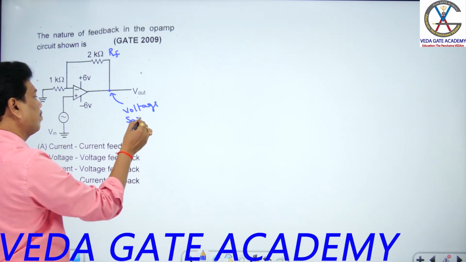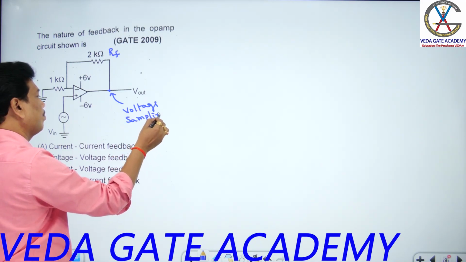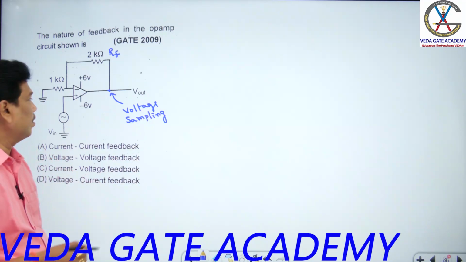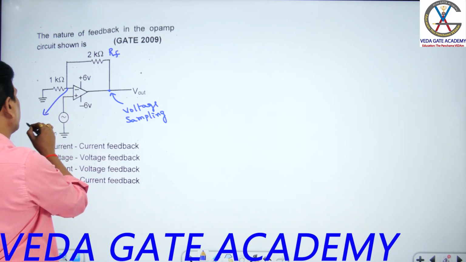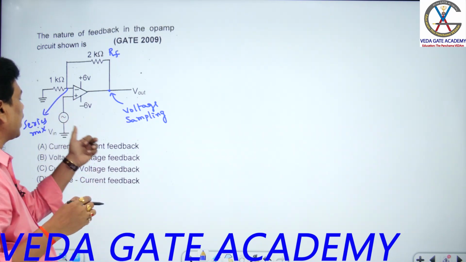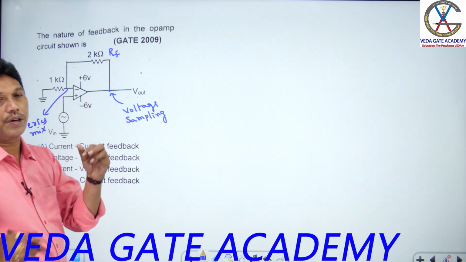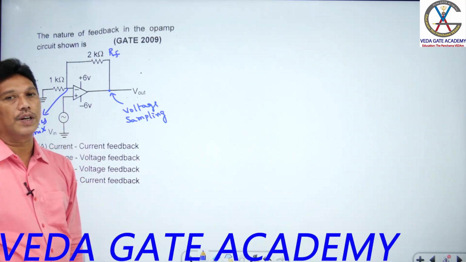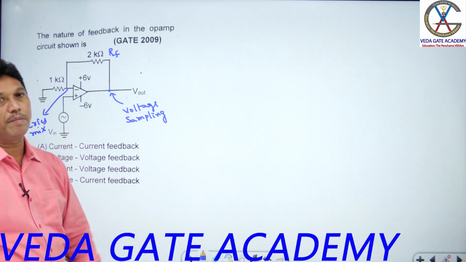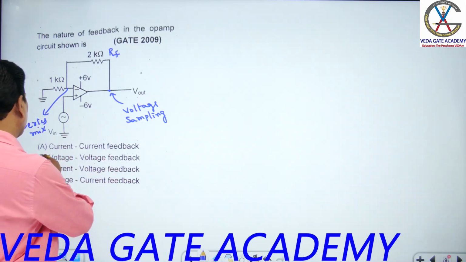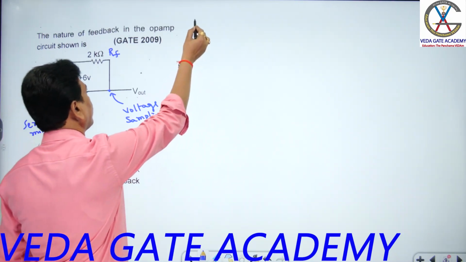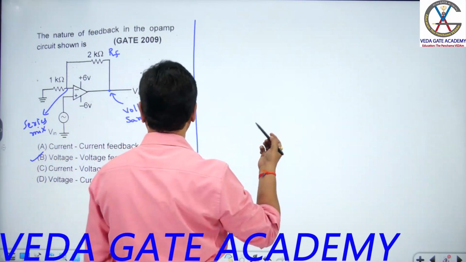Confirm? That is voltage sampling. But it is not connected directly to the input. The input is here. This is called a series mix. The signal is here, not directly connected to the input, that is a series mix. So this is a circuit of voltage series feedback. Voltage series feedback is otherwise called voltage feedback. The correct option for that one is nothing but B. It is a non-inverting amplifier anyhow, you know.